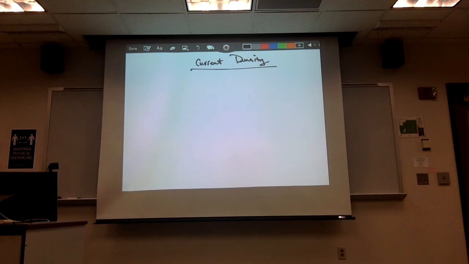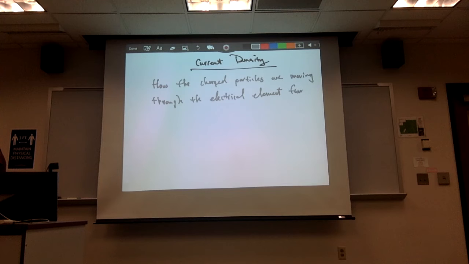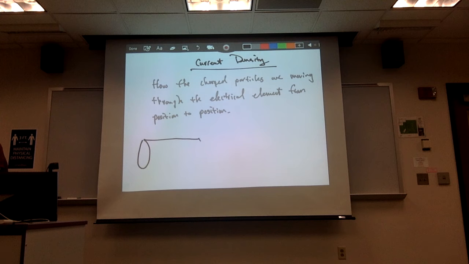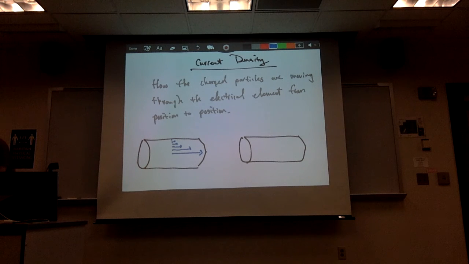The current density tells me how the charged particles are moving through my wire, through the electrical elements, from position to position. So again, current tells me what it is on average over the entire cross-sectional area, but the current density tells me what it's doing from position to position. Which means that if I was looking at my wire, so let's say here is one wire or electrical element, and here's another, it may turn out that in this case I have the maximum amount of charges moving through the center. And as I move toward the outside, I get smaller and smaller until eventually I have no charges moving on the exterior. And on this side, it would just be the mirror image.